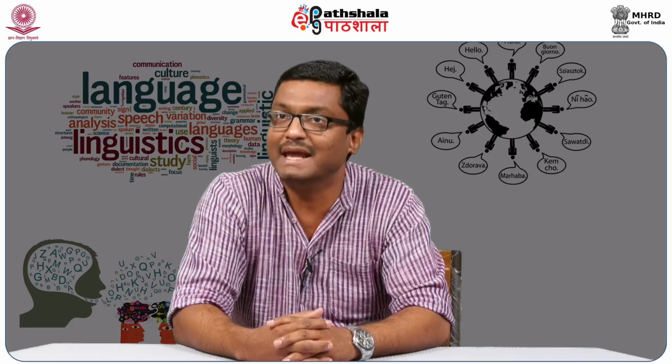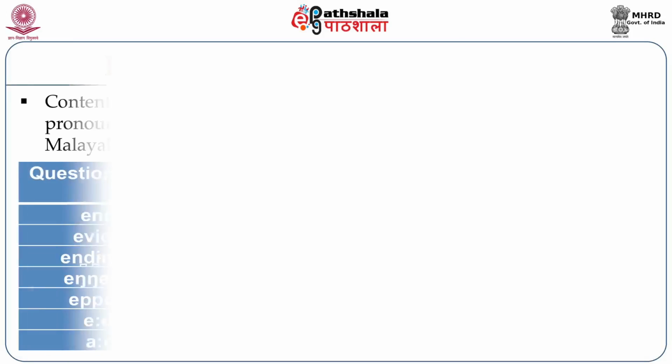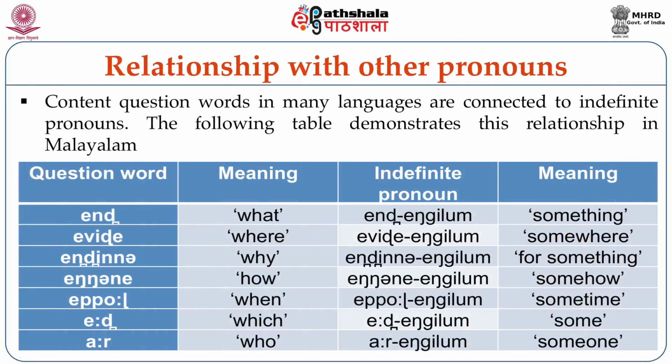Content question words in many languages are connected to indefinite pronouns as well. Look at the table that appears now on your screen, which demonstrates this relationship between indefinite pronouns and question words in the Dravidian language Malayalam. So the question word for what is endha, and the indefinite pronoun for something is endengilum. The question word for where is evide, and the indefinite pronoun somewhere is evidengilum.